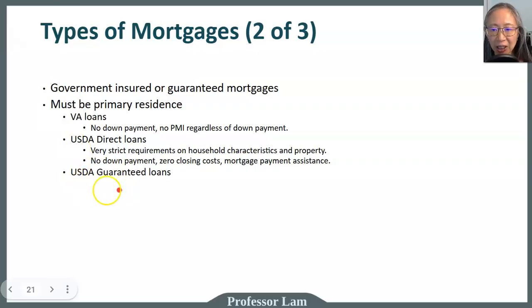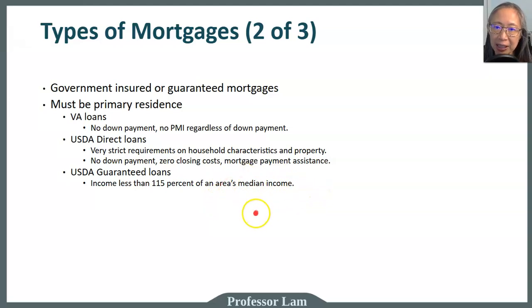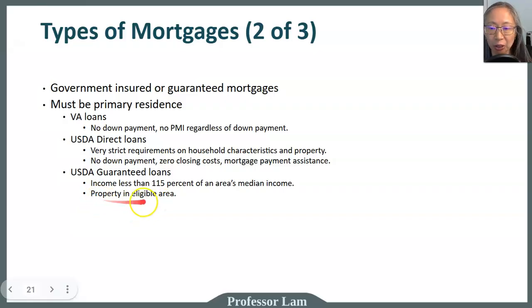USDA has another type of loan. These are the guarantee loans. So these are loans, again, that are given through banks with the government guarantee. It's designed, again, to help lower income families. Your household income must be less than 115% of the area's median income. So this is not particularly low income, but lower income. The property has to be in an eligible area, and this is not just rural. There are many areas that actually qualify for a USDA guarantee loan.